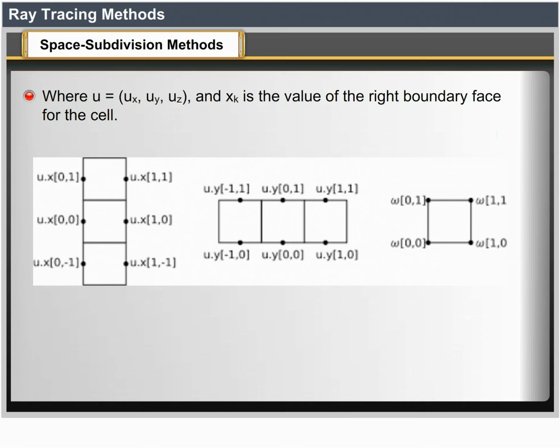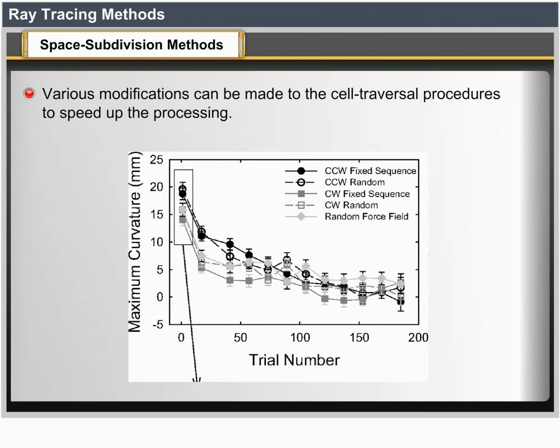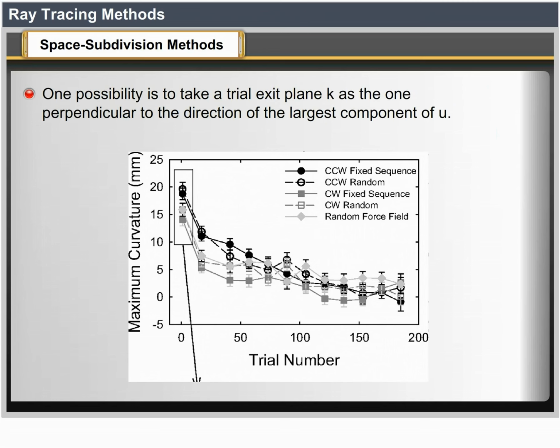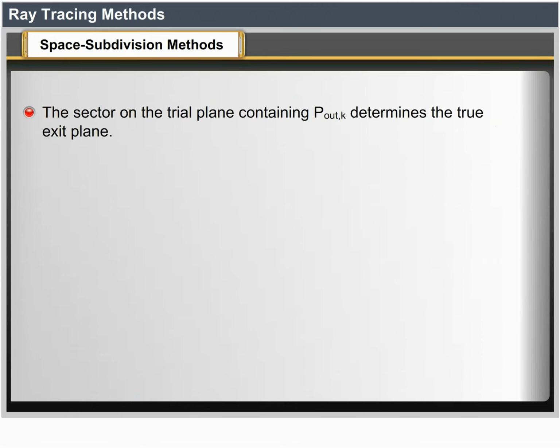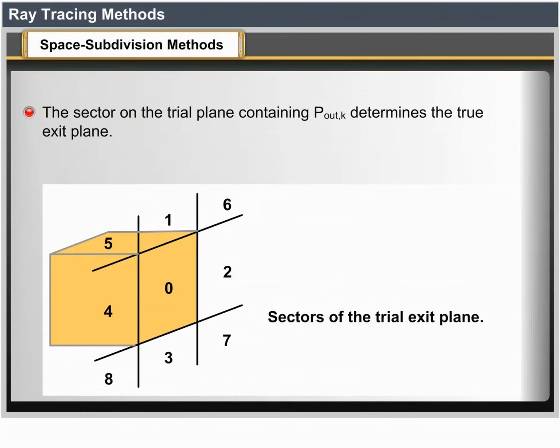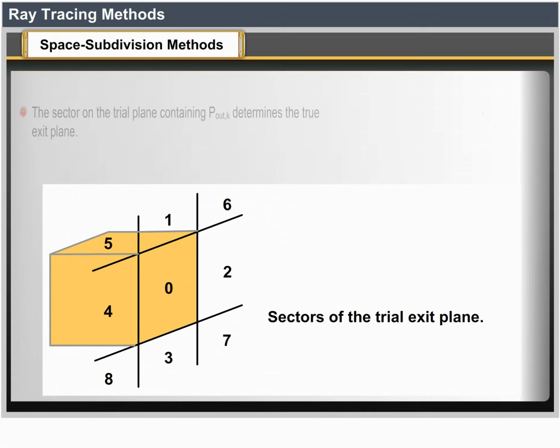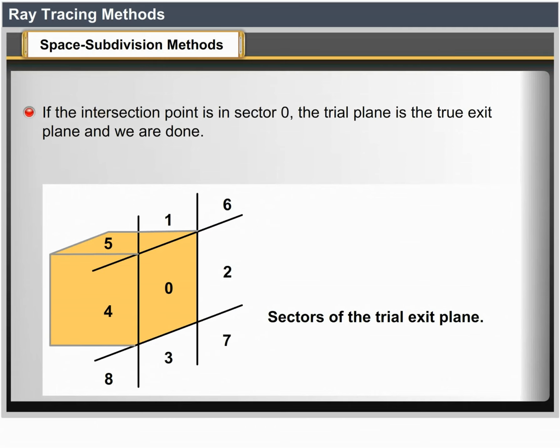Various modifications can be made to the cell traversal procedures to speed up the processing. One possibility is to take a trial exit plane k as the one perpendicular to the direction of the largest component of U. The sector on the trial plane, refer to this figure, containing P_out,k, determines the true exit plane. If the intersection point is in sector 0, the trial plane is the true exit plane and we are done.